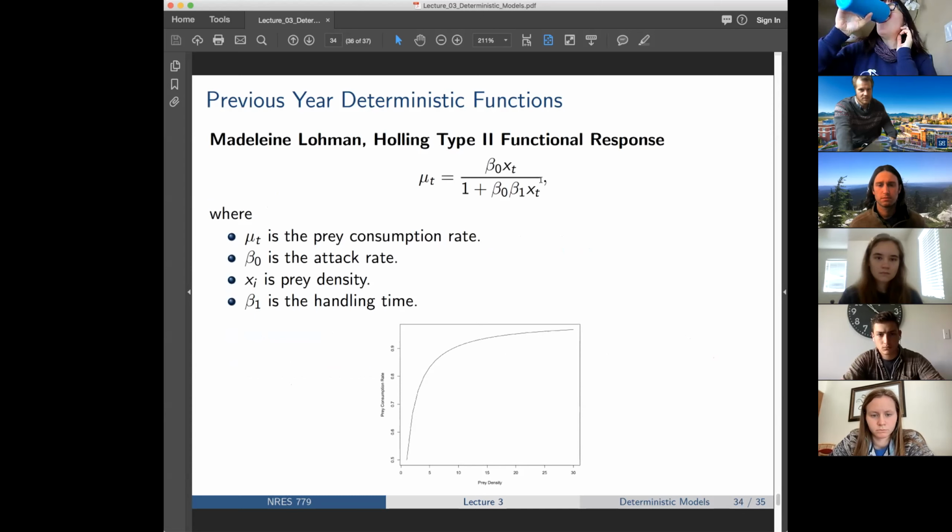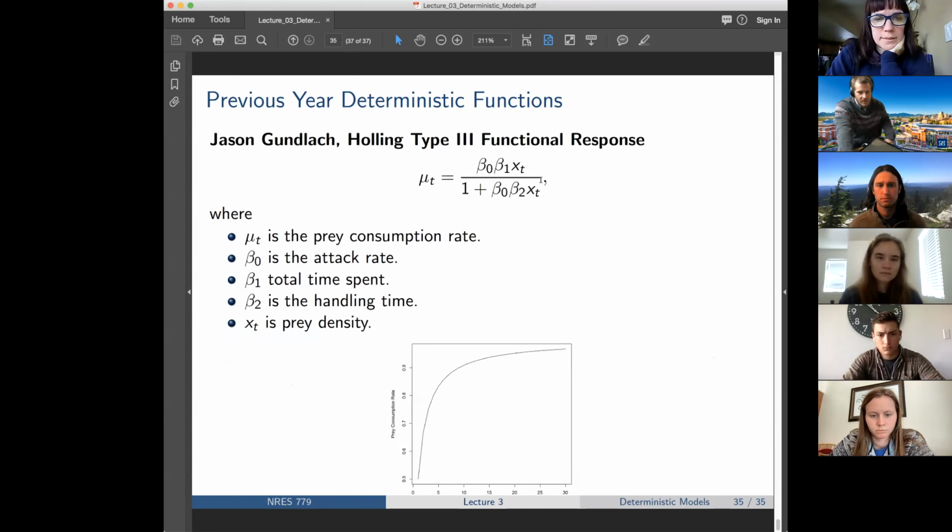Holling type 2 functional response, Holling type 3 functional response. Okay.